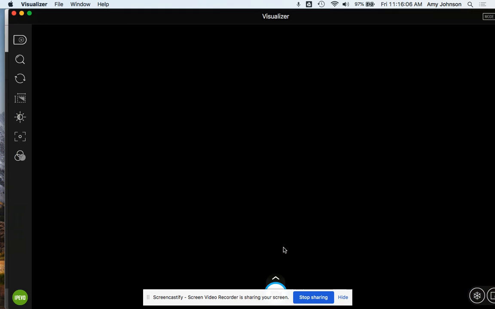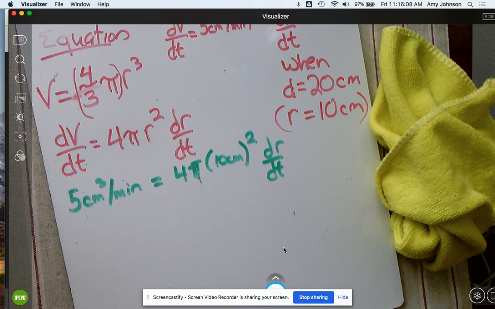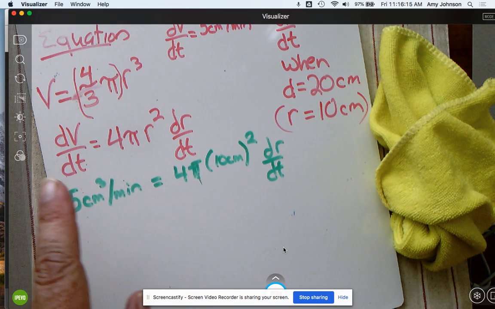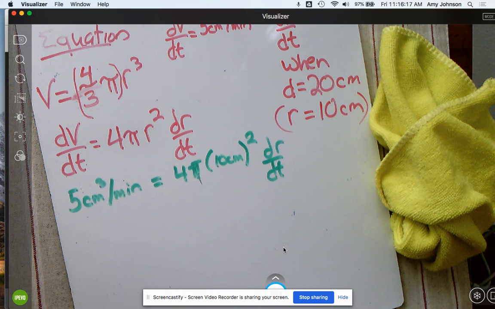By the way, if you think about it, we already know the units of dr/dt. Radius is linear, so radius is a line. That's going to just be centimeters per minute. So our units should work out to be centimeters per minute. And if you don't want to include units when you do these problems, that's completely fine. Sometimes they get too gnarly for that.